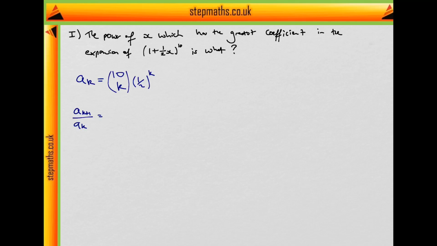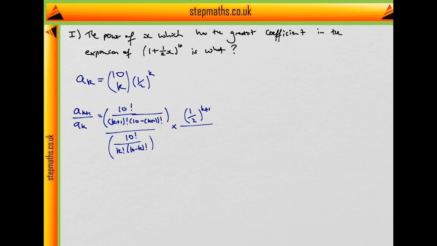Well, that's 10 choose k plus 1, so that's 10 factorial over k plus 1 factorial times 10 minus k plus 1 factorial, divided by 10 choose k. So that's 10 factorial over k factorial, 10 minus k factorial. And then that's times 1/2 to the k plus 1 over 1/2 to the k. Well, what's that equal to?